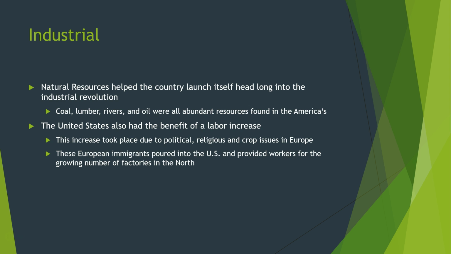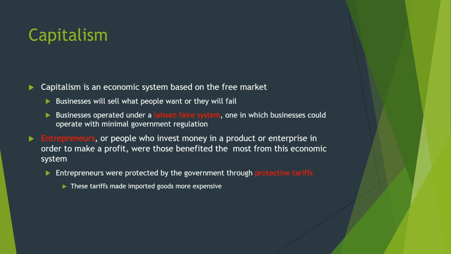The United States also had the benefit of a labor increase. When you look at the rest of the world, especially Europe, and especially Ireland, there are a lot of crop issues and religious issues, and that pushes a lot of people towards the United States because there are jobs and opportunity that don't necessarily exist where these individuals are from. This is where we see that first real big immigration boom, especially in the 1880s, and then another huge immigration boom in the 1920s.